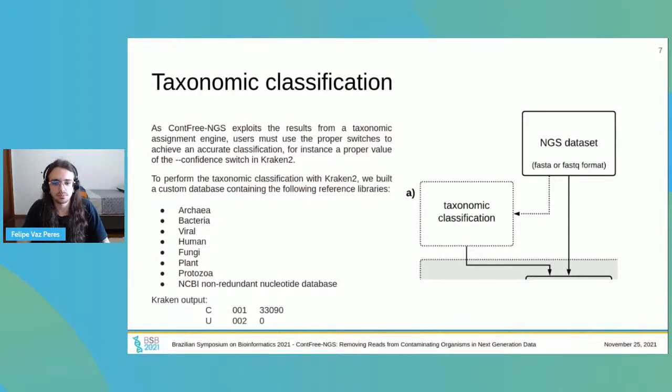And for example, this is one of the Kraken outputs. So here in the first column, we have the letter C. That means this read was classified by Kraken. In the second column, we have the region identifier. So here is the region 001, and then is the region 002. And in the third column, we have the NCBI taxonomic identifier for this region. So this identifier means that this region is from a plant.